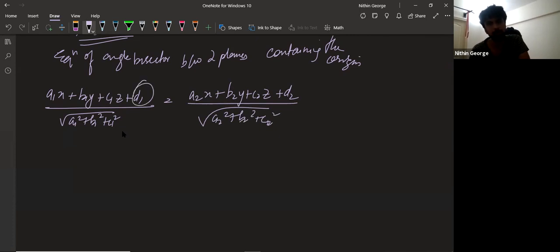Just remember, make d1 and d2 positive and then put it into this equation directly. We have the angle bisector between two planes containing the origin. Is this clear? Yes, sir.